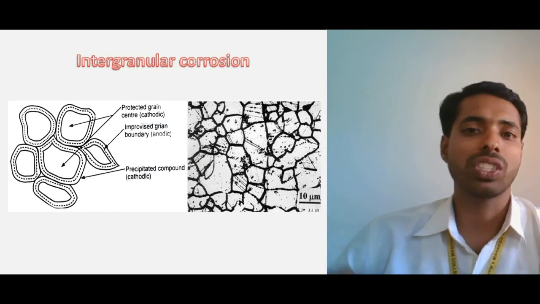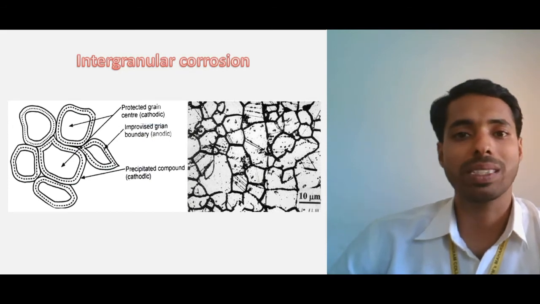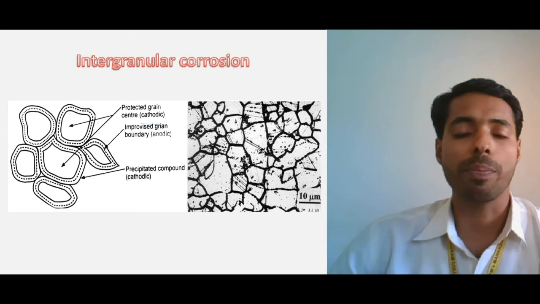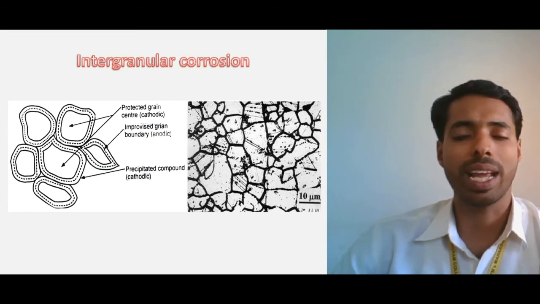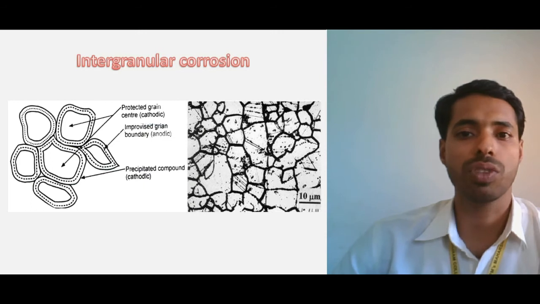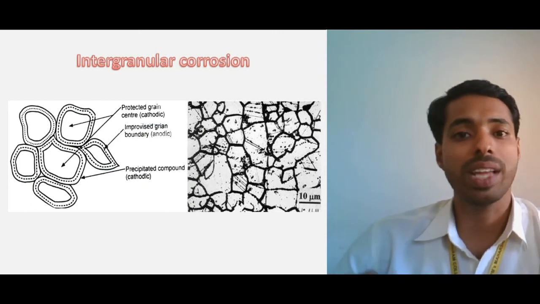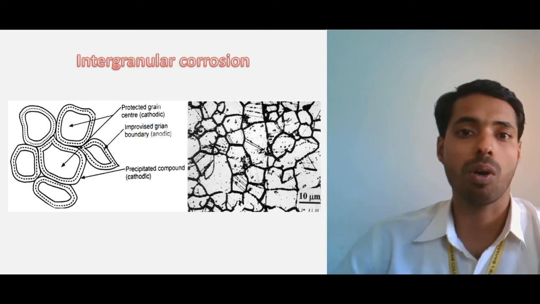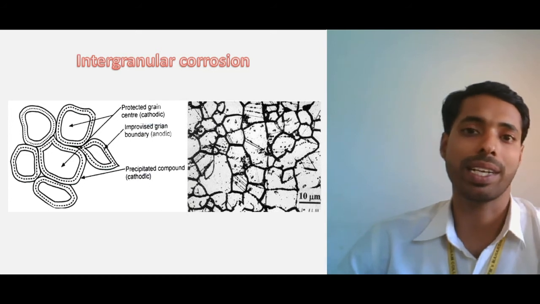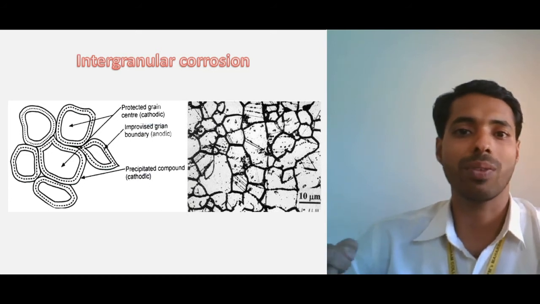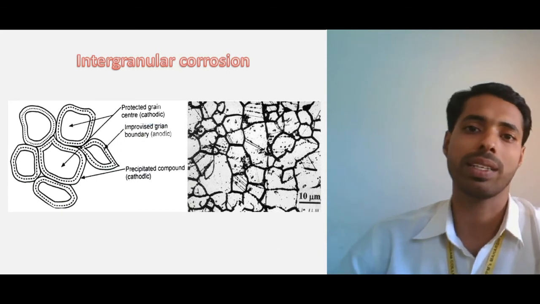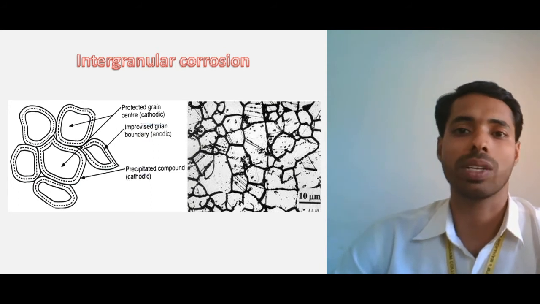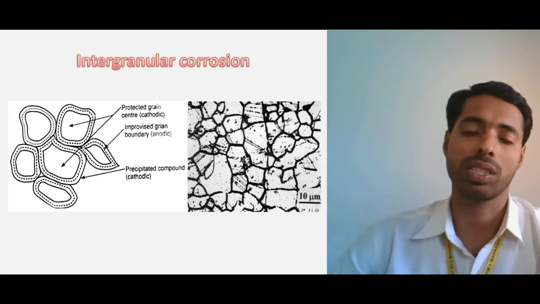For example, when stainless steel containing more than 0.1% carbon and chromium gets heated at a higher temperature above 650 degrees centigrade, a rapid reaction takes place between the carbon and chromium, and the chromium carbide thus formed will precipitate at the grain boundaries. Hence a galvanic cell will be formed, and the grain boundaries will act as the anodic part while the grain centers behave as cathode. The grain boundaries, which are more active, will get corroded in this case.